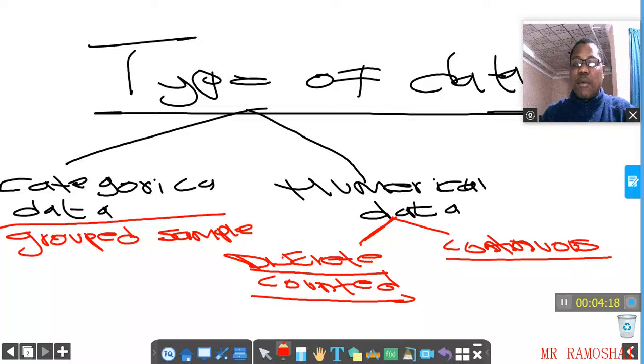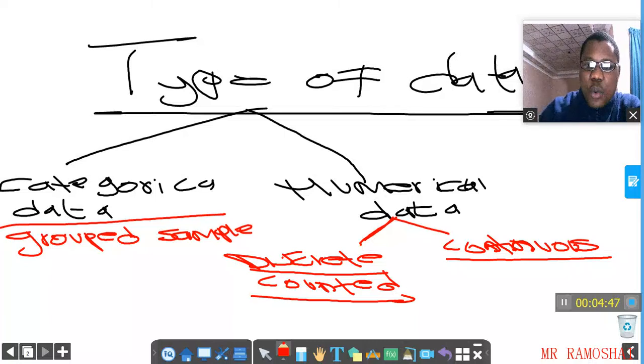Let me give an example. Sir gets into class. He counts the learners that are in class. He wants to take the register for the day. He wants to know how many learners are present. So what does he do? He counts. The moment he counts, it means he is going to have discrete data, right?